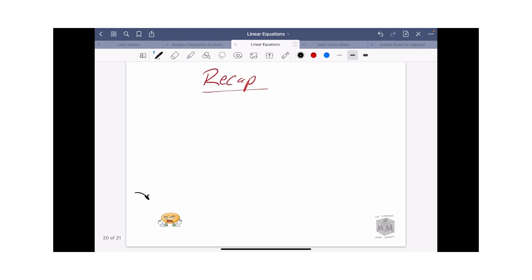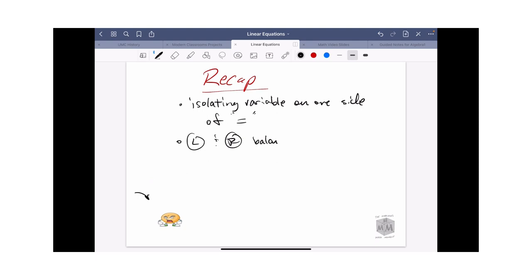So, recap. To solve, you are isolating the variable on one side of your equal sign. I'm going to write equals in quotes there. Remember, left and right sides must be balanced. Whatever you do to the left, you do to the right.